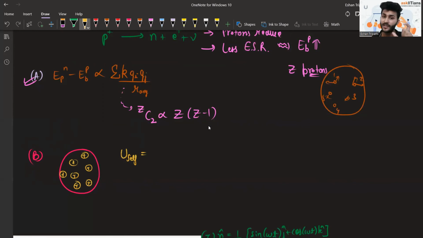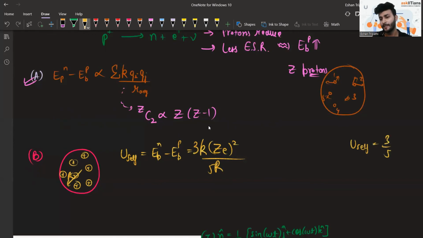So can we say the self energy, which is actually going to be the difference in the binding energies, will be proportional to it at least. N minus B. This is going to be K into total charge square. What is the total charge? Z into A square divided by, not the distance, I'm so sorry, in the formula of self energy, it was the radius of the shell, R. 3 by 5 was also there. The formula for self energy was 3 by 5 KQ square by R.